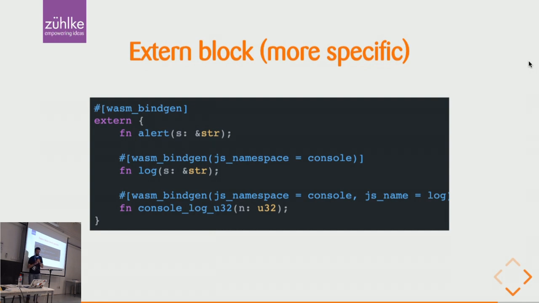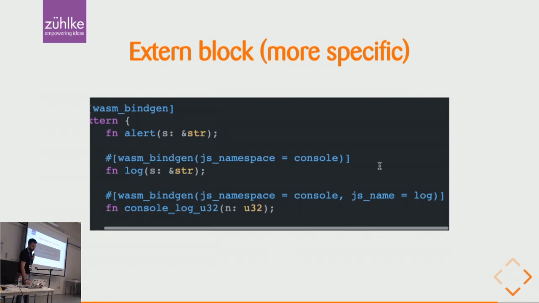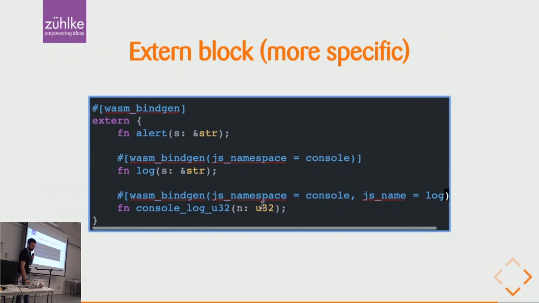You can even go further and say, okay, the JS namespace is console, and the function name is log, but in Rust, that function name will be console_log_u32. So wasm-bindgen will not look at your function name anymore. It will only check these two variables if you set them, and from there will search the correct function to pass into our WebAssembly code. So wasm-bindgen will set up that import object. It will add the correct functions into that import object and will pass them in. So we don't have to care on the JavaScript side anymore, because that JavaScript bindings file will do it all for us.